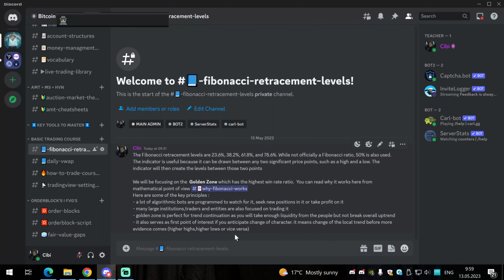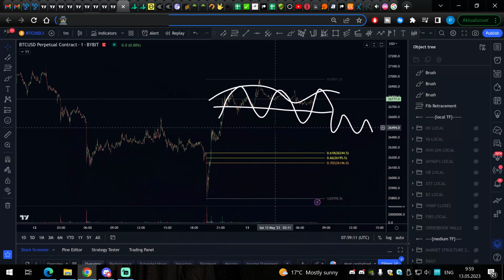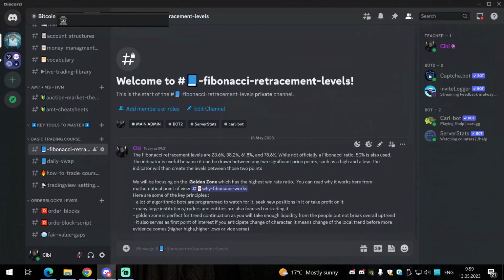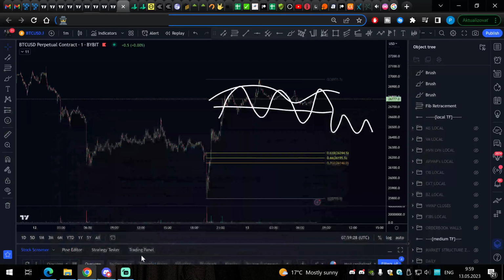Yes, it stops enough people out of the market, but it doesn't break the overall structure and continue to the lows. Fantastic. So yes, and it also serves as a point of interest. If you anticipate change of character, it means change of the local trend before more evidence comes, higher highs, higher lows, and vice versa. So yes, I already described this before.